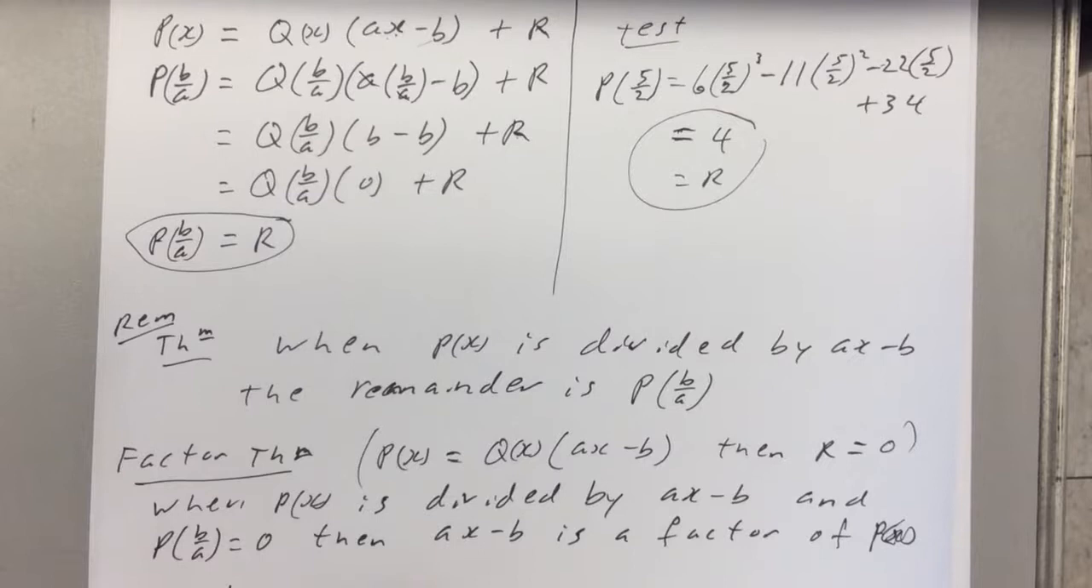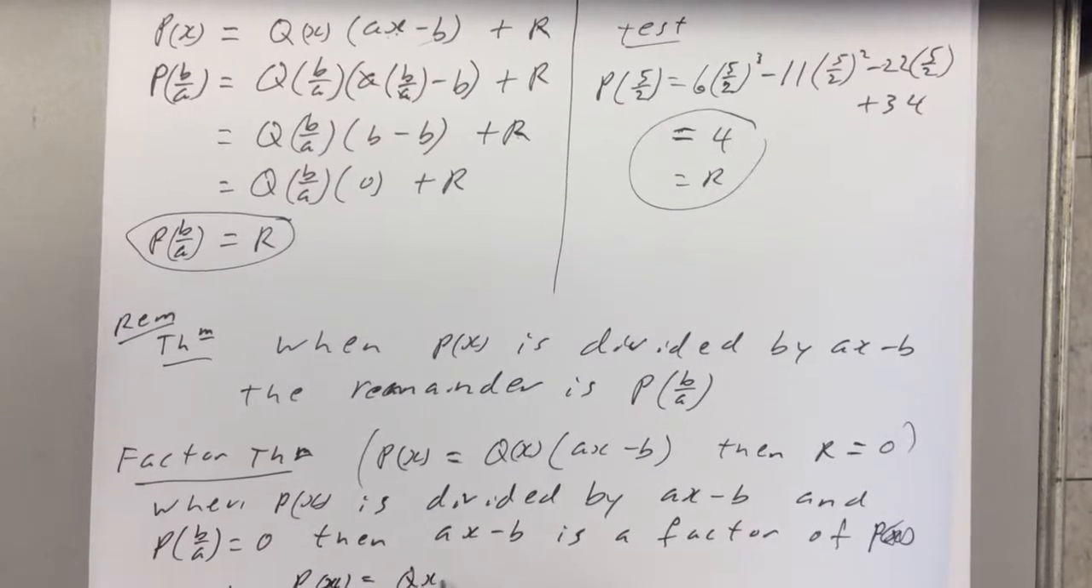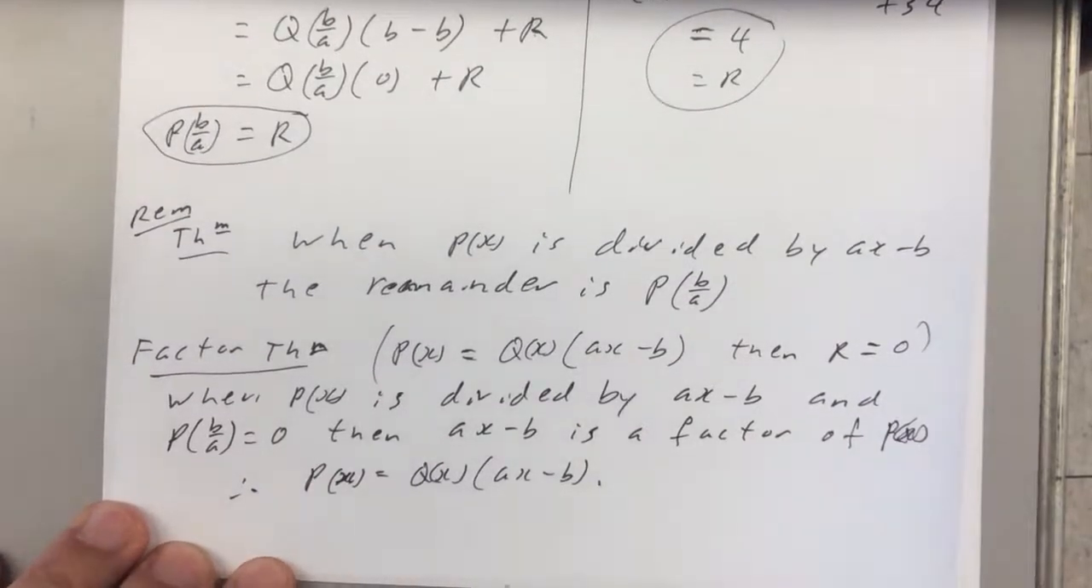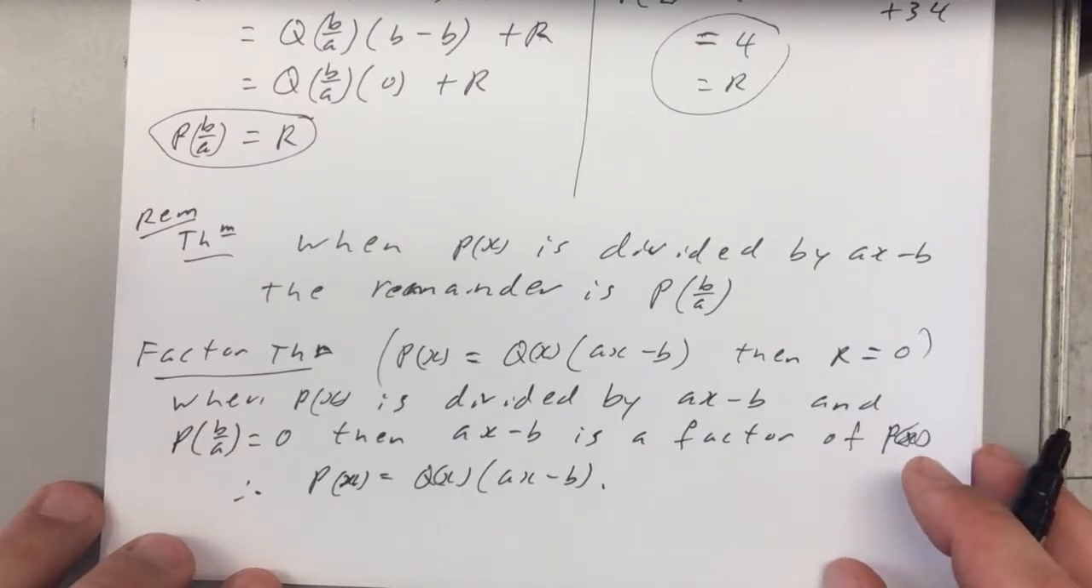So that is p of x equals q of x times ax minus b. And we factored it partly. And that's the factor theorem. In the next video, we're going to look at how to factor polynomials using this.